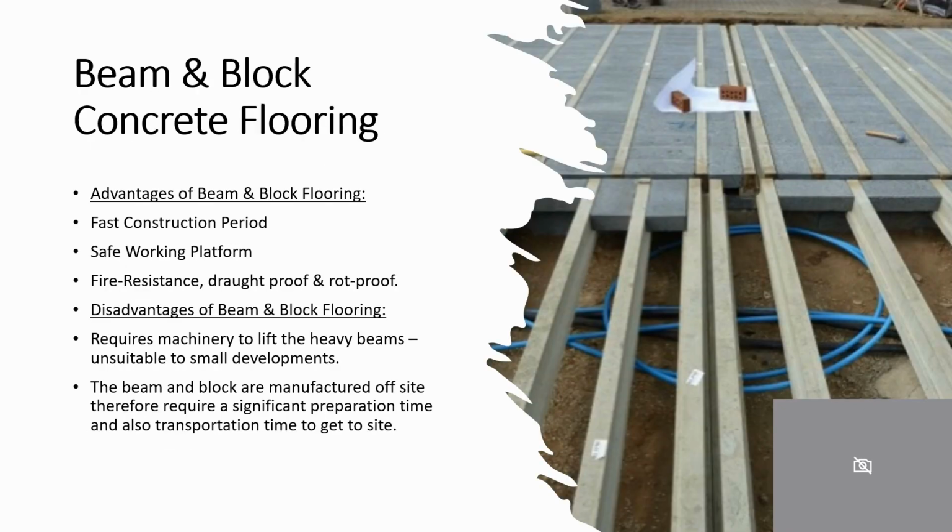Beam and block flooring is a technique in which concrete blocks are supported on a series of parallel precast concrete beams. When the blocks are placed in between the beams, it creates a continuous flooring surface. Some of the advantages of this method are that there's a fast construction period, there's a safe working platform, and it's fire resistant, draft proof and rot proof.